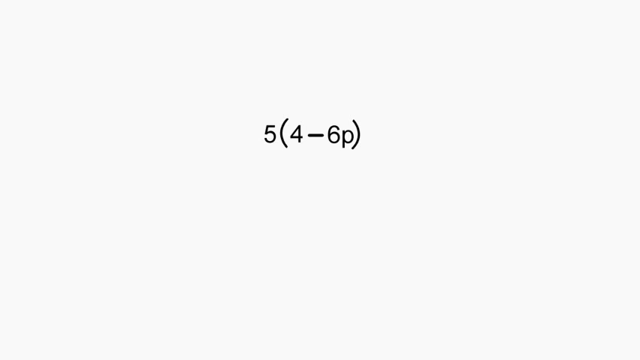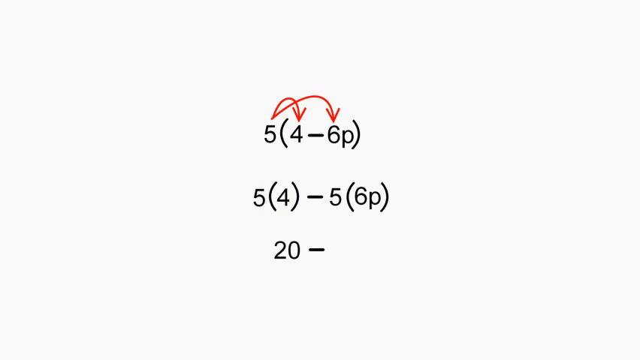First read it to understand what it consists of, then distribute the multiplier across the parentheses to remove them. 5 times the quantity 4 minus 6 times p. Now I want to distribute the 5 to everything inside the parentheses to remove them. The 4 gets multiplied by the 5, and the 6p gets multiplied by the 5 with the minus sign between them. Next I can simplify 5 times 4 to get 20, and I can also simplify the 5 times 6 to 30p.